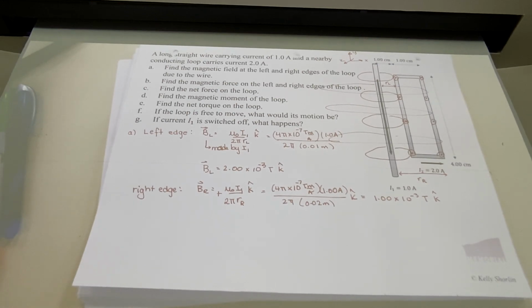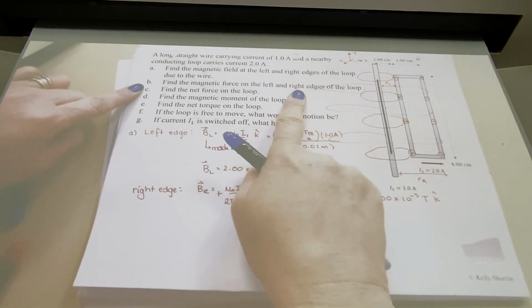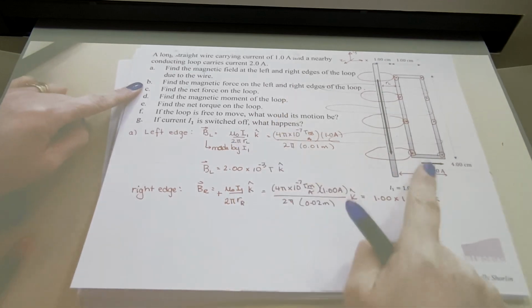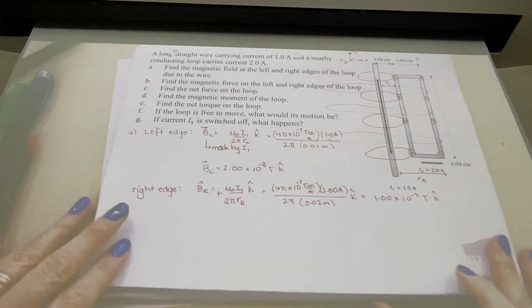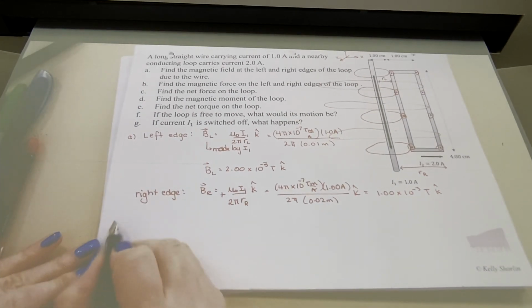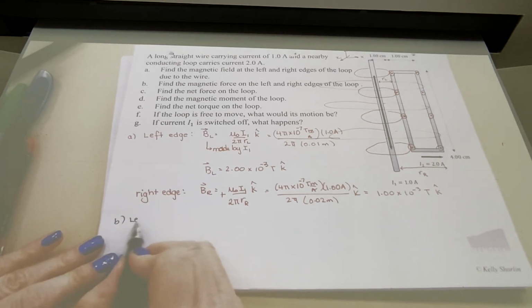So next, part B, find the magnetic force on the left and right edges of the loop. Our loop has current flowing through it, so that's a current carrying wire in a magnetic field. We know it'll feel a magnetic force. F is IL cross B. So let's look at the left and right edges of the loop. So part B, left edge.